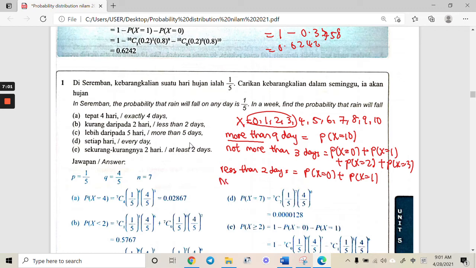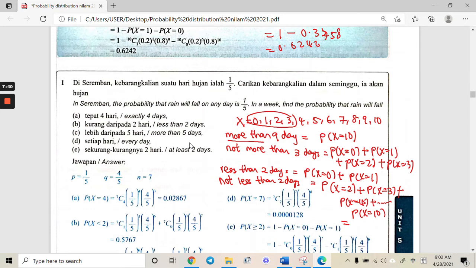So meaning that if I say not less than 2 days, if not less than 2, meaning that include 2. Include 2, meaning that my answer is not less than 2. Tidak kurang daripada 2. So termasuk 2, meaning that I need P(x equals 2) plus P(x equals 3) plus P(x equals 4) plus a lot until the last one, P(x equals 10). So you try to see these cases, 2 plus until 10.